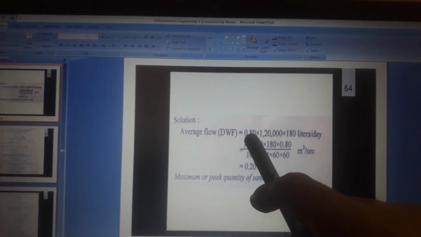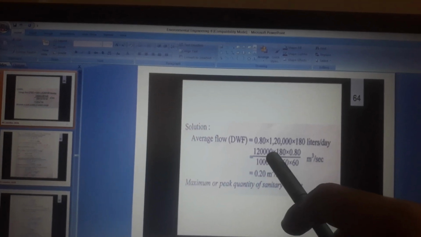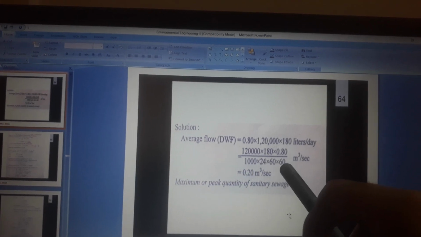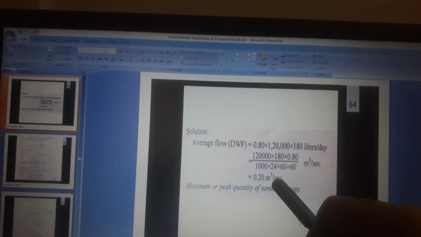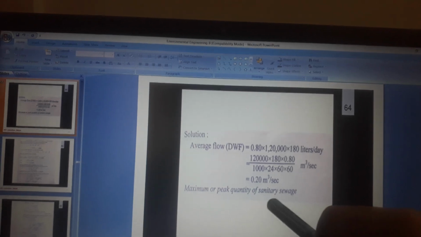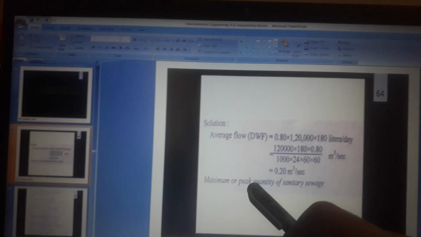Average flow, DWF, is equal to 0.80 into 1,20,000 into 180 liters per day, which is 1,20,000 into 180 into 0.80 over 1,000 into 24 into 60 into 60 meter cube per second, which is equal to 0.20 meter cube per second. Maximum or peak quantity of sanitary sewage is equal to peak factor into DWF, which is equal to 2 into 0.20, which is 0.40 meter cube per second.